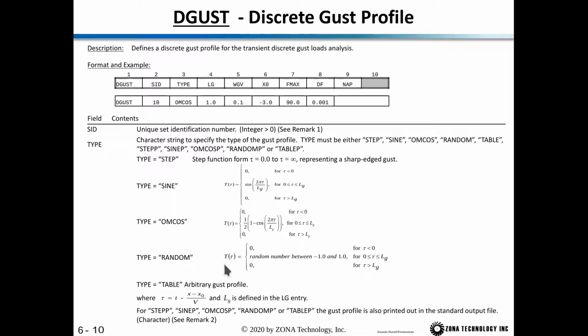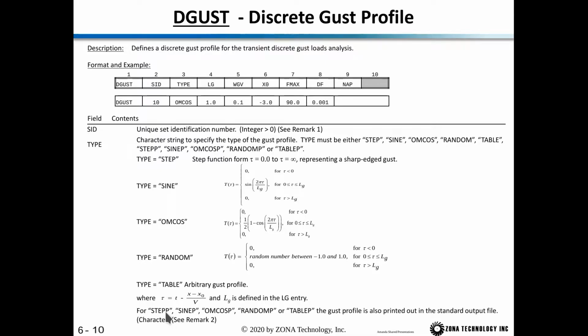Next, we have the random, where the discrete gust is a random number between -1 and 1 when tau is between 0 and LG. And then next we have type equals table, where we have an arbitrary gust profile where the user can define what that gust profile is. Tau is equal to t minus x naught over v, and then LG is defined in the LG field after type.